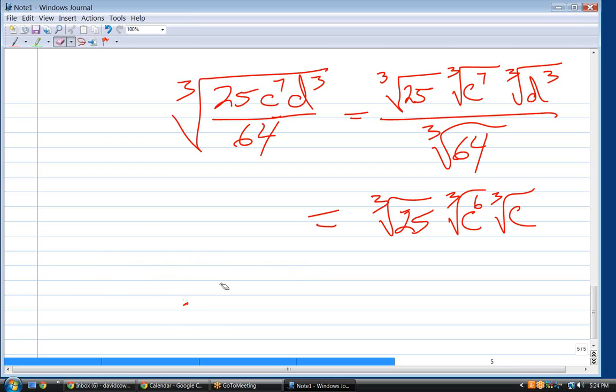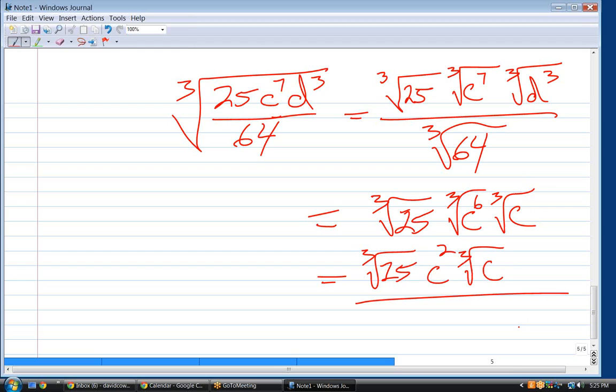Okay? So I'm going to replace this with c squared. So now I have the cube root of 25 times c squared. Well, what's the cube root of c? It just stays the cube root of c. Can't reduce it. But the denominator, what's the cube root of 64? It's a small whole number. It's 4. 4 times 4 times 4 is 64. Therefore, 4 is the answer.